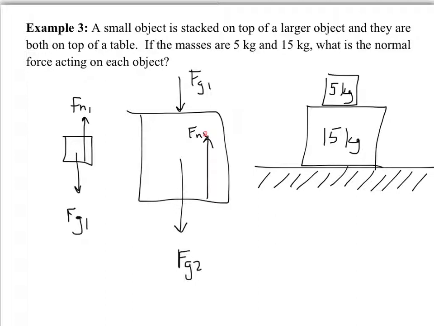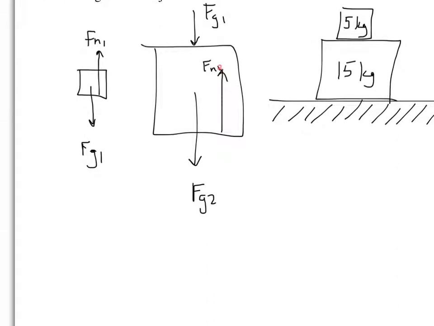Anyhow, this is the problem. Let's take a look. Neither of these objects are moving, so the sum of the forces, which equals ma, is going to end up being 0 for both. For mass 1, the sum of the forces equals ma. What's acting on object 1? Just look at the free body diagram.